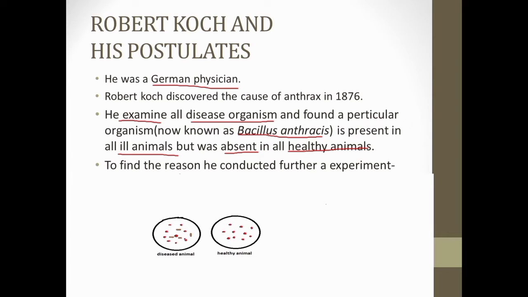Here you can see the blood sample of the diseased animal, and this is the blood sample of a healthy animal. These are the RBCs and the other parts of the blood. But here you can see there is another entity present in the blood sample, which is absent in the healthy animal. So this was the finding of Robert Koch. Then, to prove this finding, he conducted one experiment.